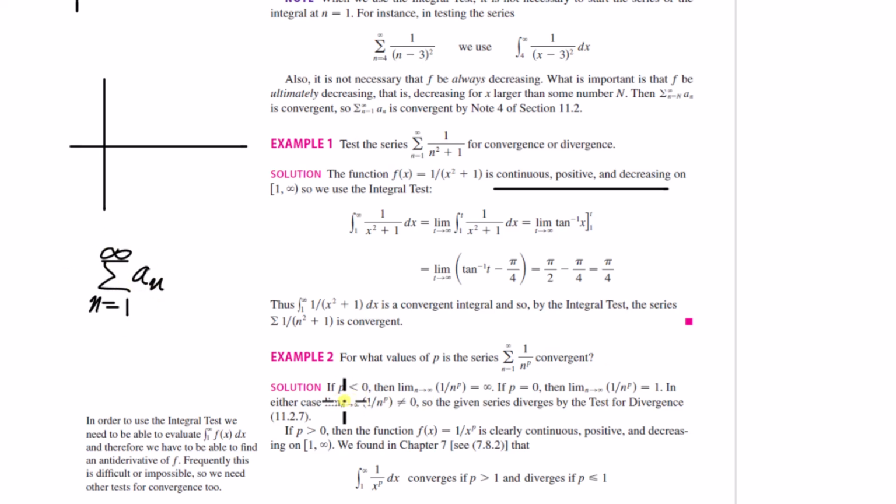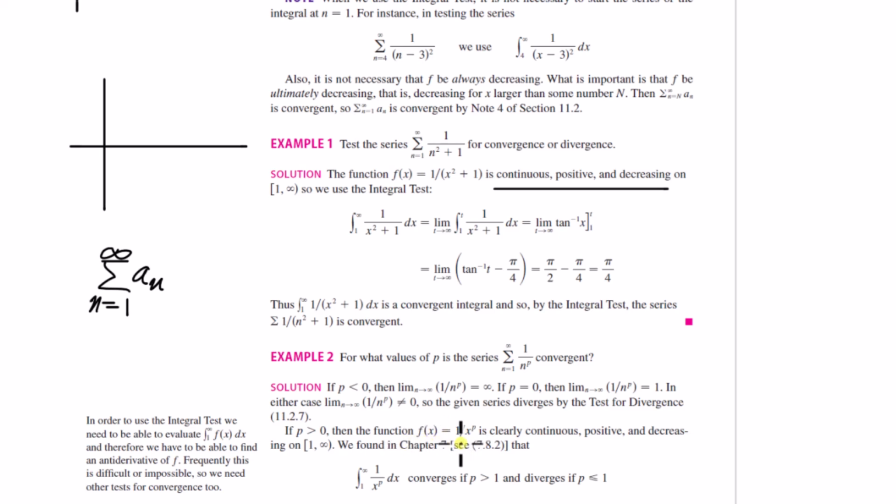So if p is less than 0, then the limit of a sub n isn't 0, so we know that the series is divergent. If p is equal to 0, then the limit of the sequence is 1. That's not 0, so the series diverges. This was the test for divergence that we learned in the limits of series section, the previous section. But the last option is p greater than 0. Then f of x, for x from 1 to infinity, is continuous, positive, and decreasing. So now we can use the integral test.